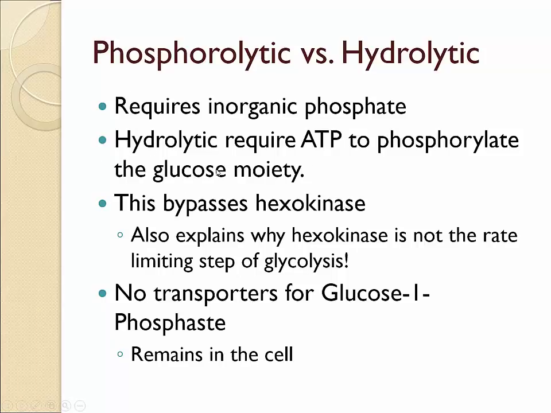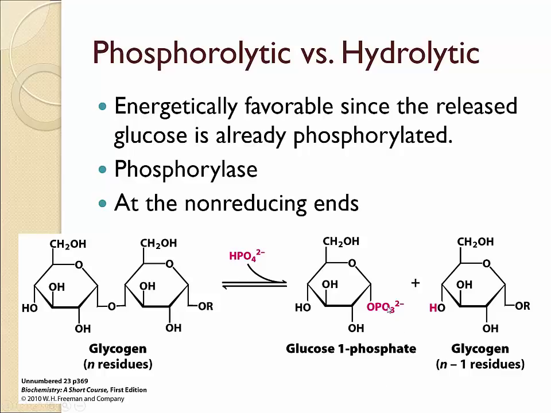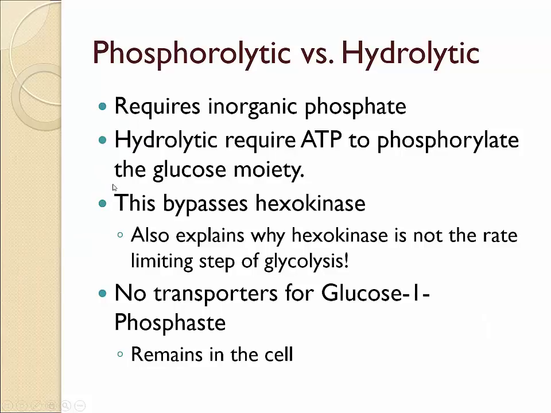So if you were to do this hydrolytically, it would require ATP to phosphorylate the glucose moiety. So instead of using hydrolytic cutting, we're going to use phosphorylytic cutting and do both actions in one time. So instead of having to consume an ATP to then phosphorylate the substrate, we're just going to use phosphoric acid, just a free phosphate group, in order to cut the chain and phosphorylate the target at the same time.